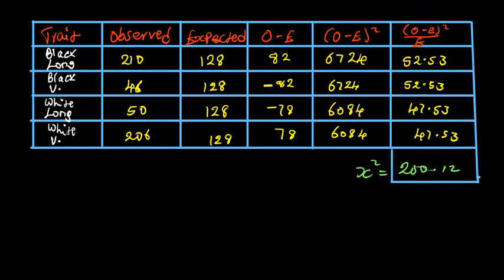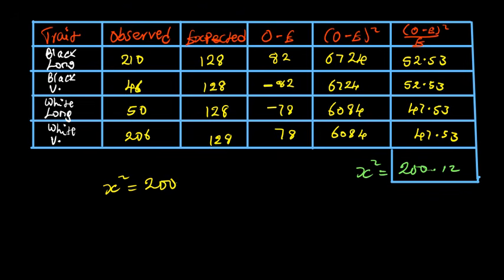We have calculated the chi-square. So our chi-square value is equal to 200. Okay, we can leave it as 200. When we round it off, the point will be ignored because the decimals are not significant, they are less than 5. So our chi-square is 200.